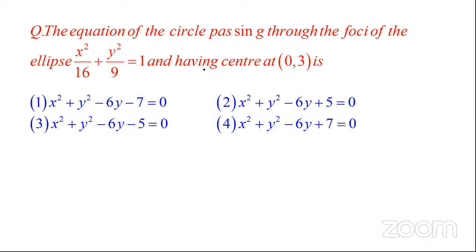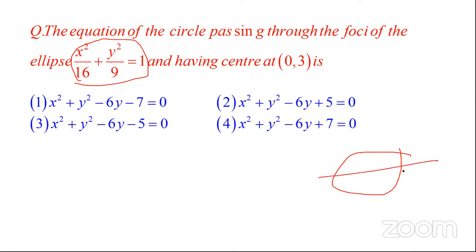So what is being asked here: the equation of the circle passing through the foci of this ellipse. I'm taking an ellipse like this. So I have a focus here.